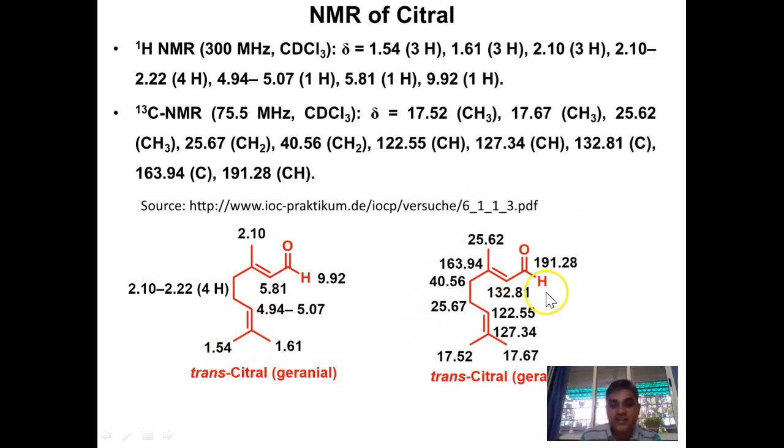As far as the C13 NMR spectrum is concerned, we are having a total of 1, 2, 3, 4, 5, 6, 7, 8, 9 and 10 signals in a citral molecule. In the entire molecule there is no symmetry, and therefore 10 signals are obtained.